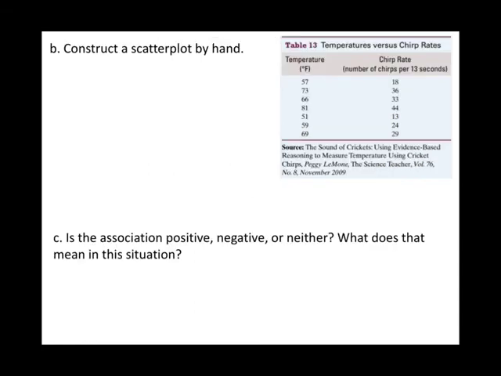Okay, B, construct a scatter plot by hand. So I have the coordinates here. This represents your explanatory variable, that will be on your x-axis. The trap weight here is going to be your response variable, that will be on your y-axis. So I have the coordinates 57, 18, 73, and 36. So construct the scatter plot. Make sure you have the title, label the x-axis, and label the y-axis.